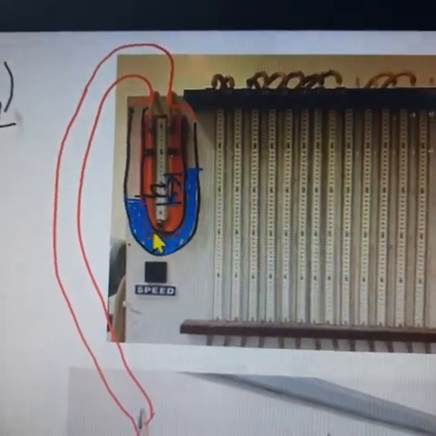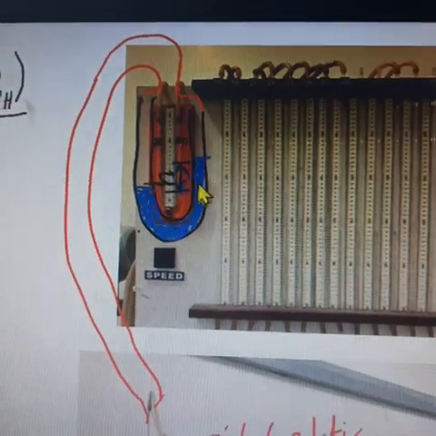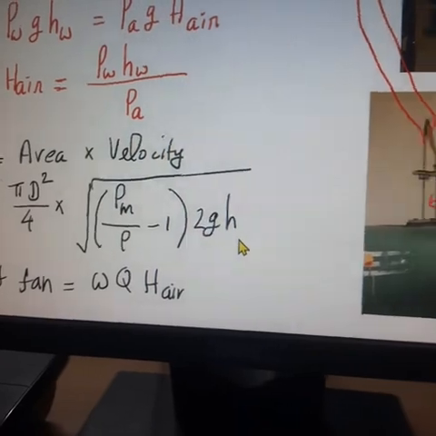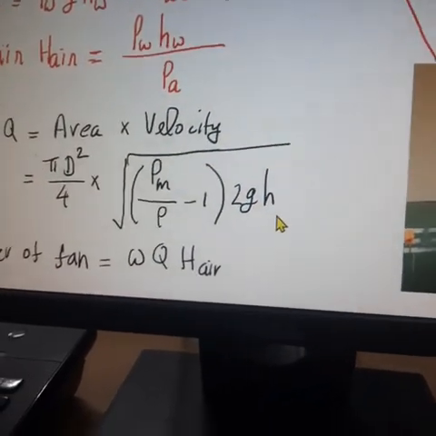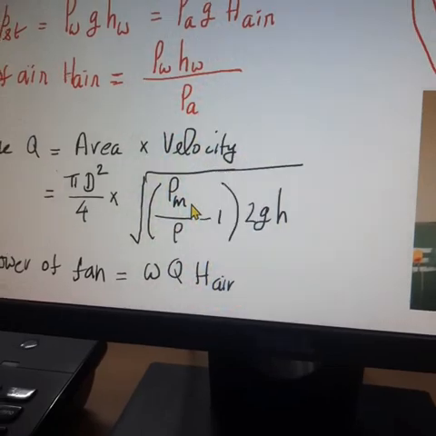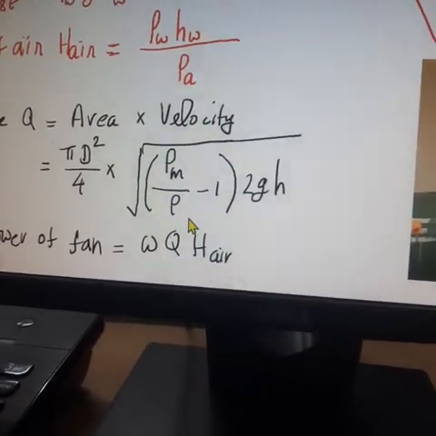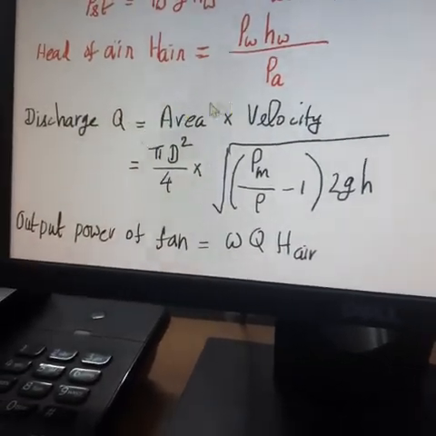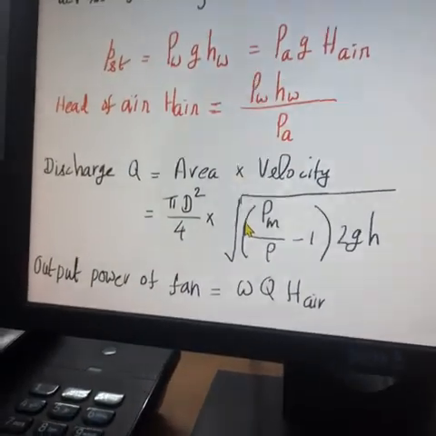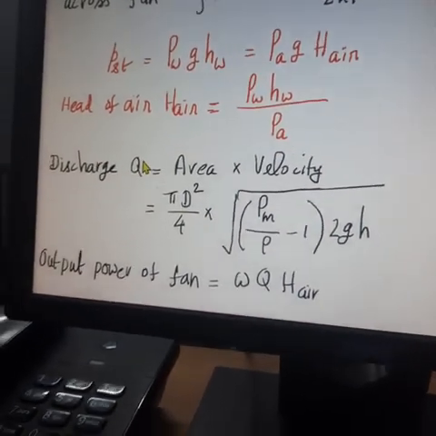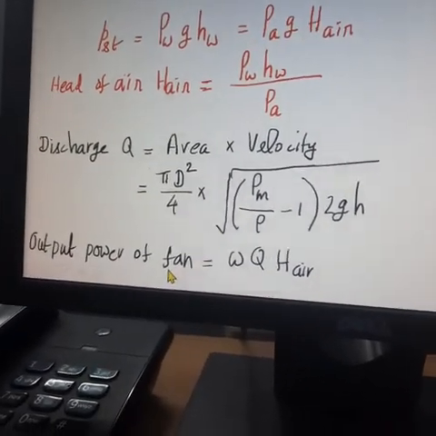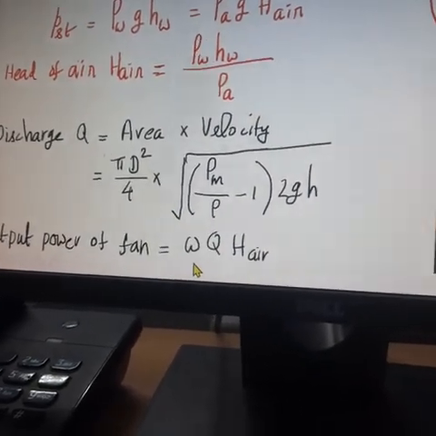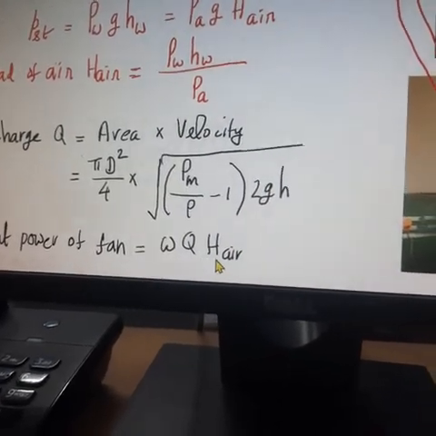Since water is used in this manometer also, H is measured and substituted here in terms of meter of water column, and rho m is the density of the water, since water is the manometric fluid, and rho is the density of the flowing fluid, which is air here, and this gives discharge in meter cube per second. Once you know the head of air and discharge of air, we can find the output power of the fan as W Q H, where W is the specific weight of air, Q is the discharge, and H is the head of air.